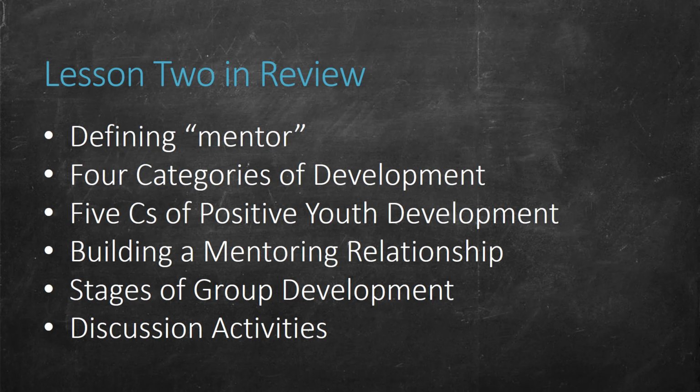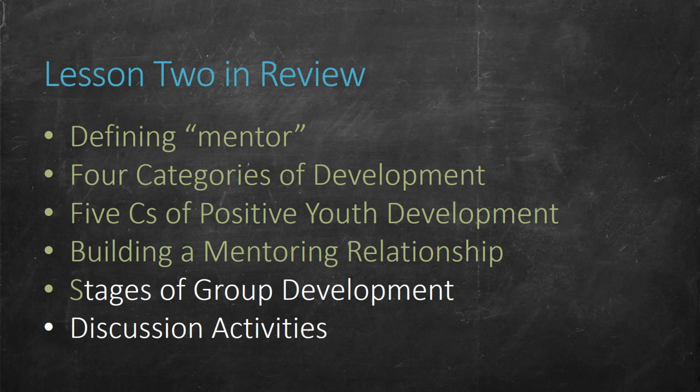We've covered several important topics in this lesson. We defined mentor. We talked about the 4 categories of youth development: physical, cognitive, emotional, and social. You've been warned about the dangers of adultism in mentoring relationships. You heard about the 5 C's: competence, confidence, connection, caring, compassion, and character. The 5 C's led to a general discussion of positive youth development. We then phased into a discussion about building the mentoring relationship and specifically building a group mentoring relationship. We rounded out our lesson with a look into the stages of group development.